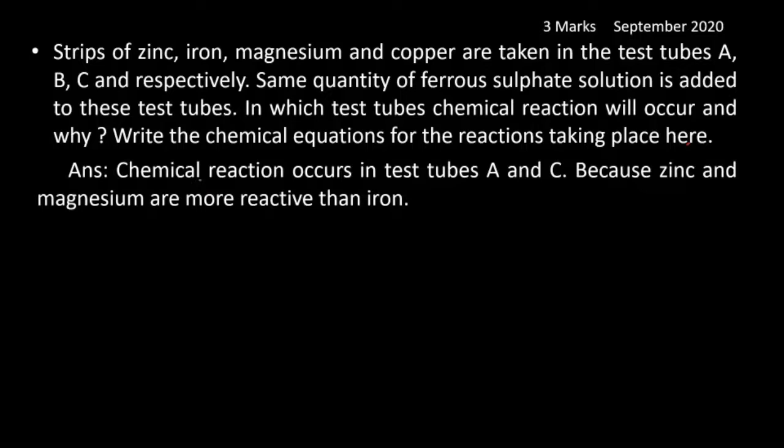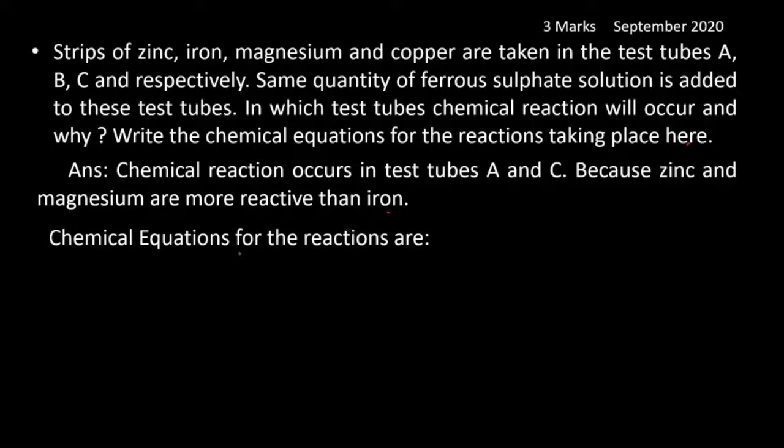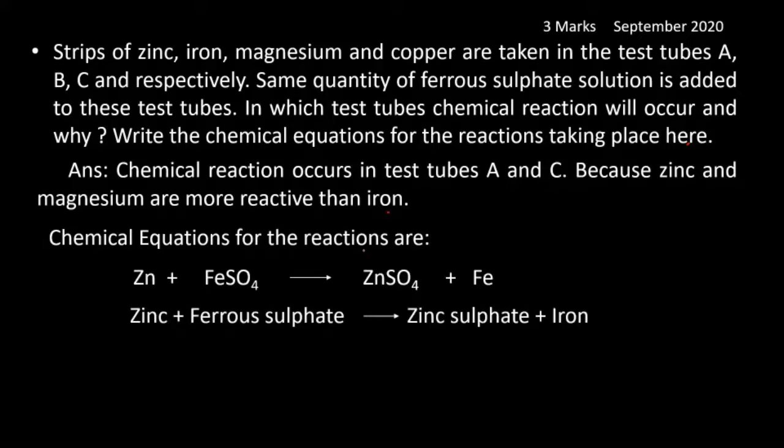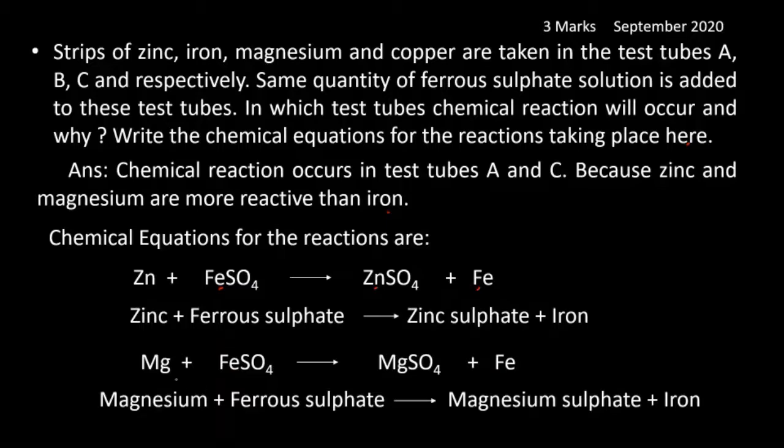Answer is, chemical reaction occurs in test tubes A and C because zinc and magnesium are more reactive than iron. Chemical equations for the reactions are, zinc reacts with ferrous sulfate solution gives zinc sulfate and iron. Second chemical equation is, magnesium reacts with ferrous sulfate solution gives magnesium sulfate and iron.